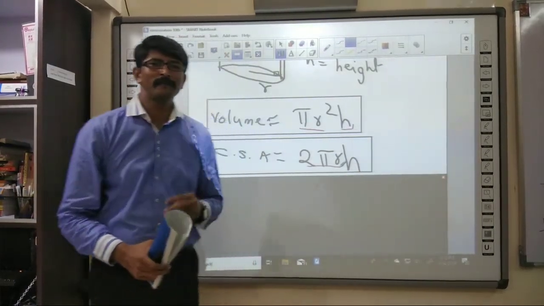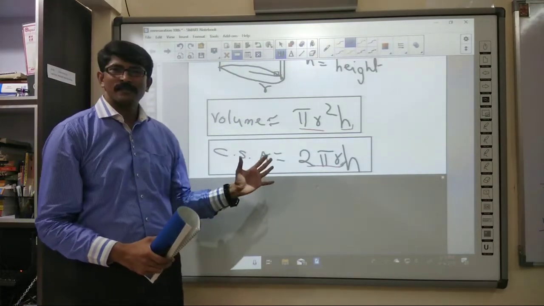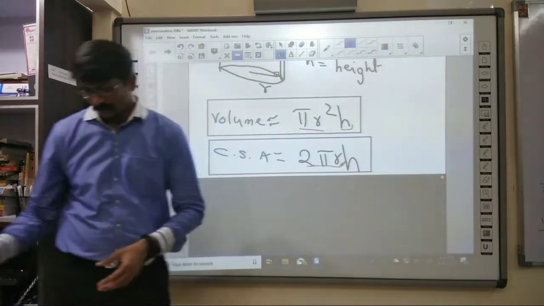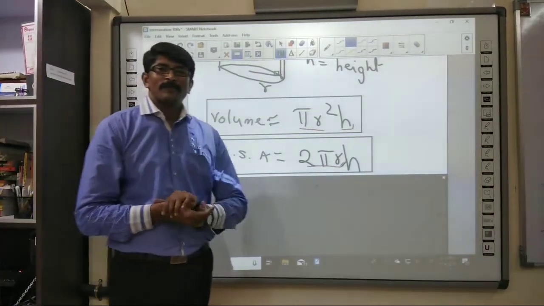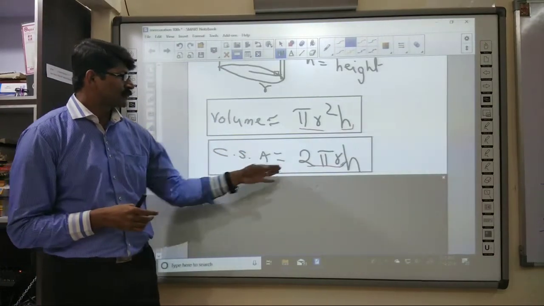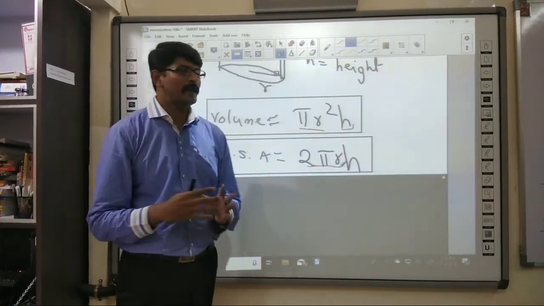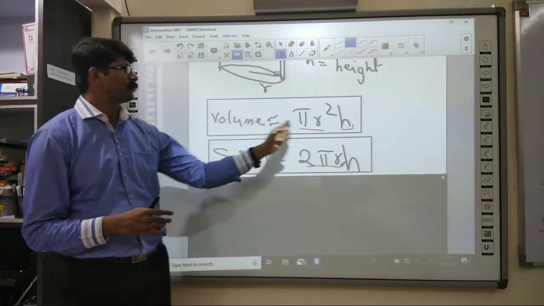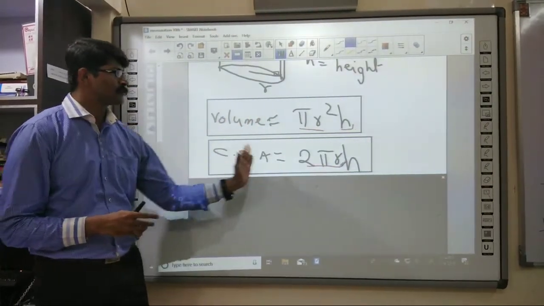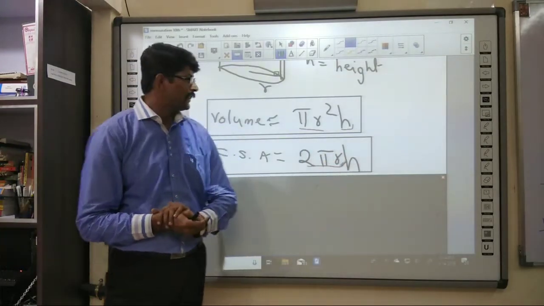So say along with me. Curved surface area of the cylinder is equal to 2 pi r h. Volume of the cylinder is pi r square into h. Curved surface area of the cylinder is 2 pi r into h.